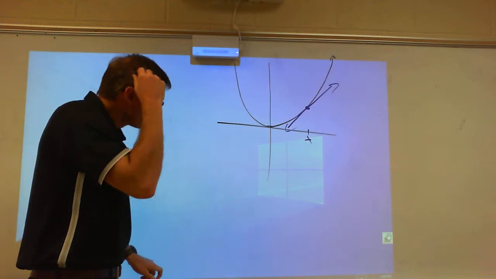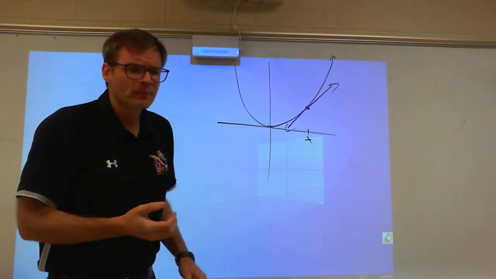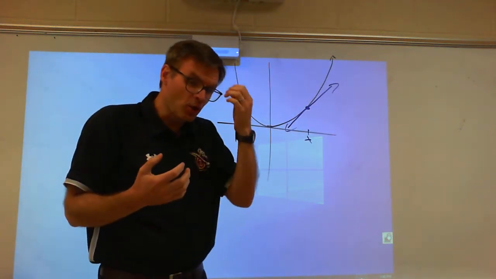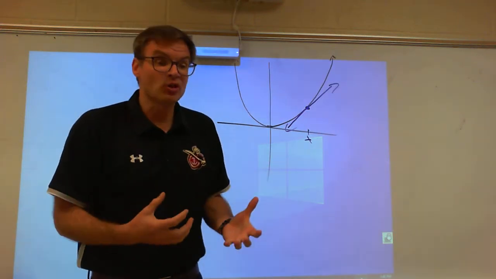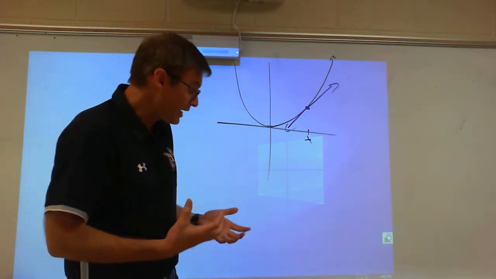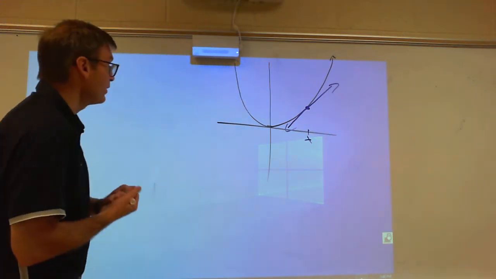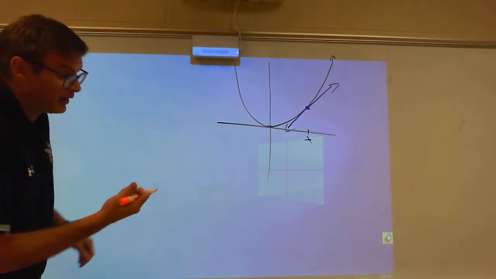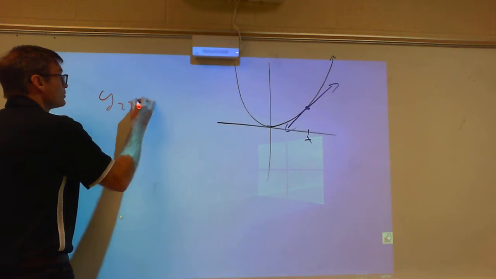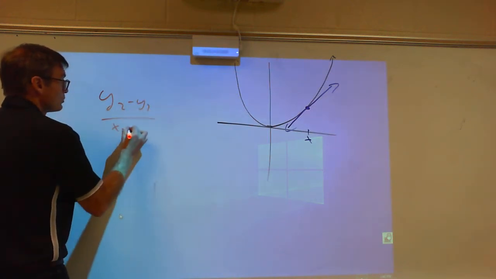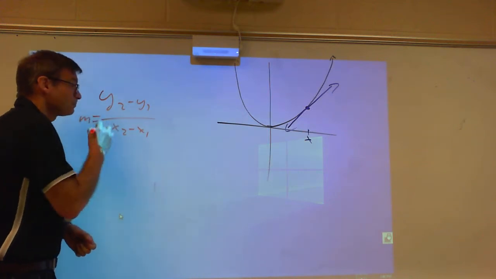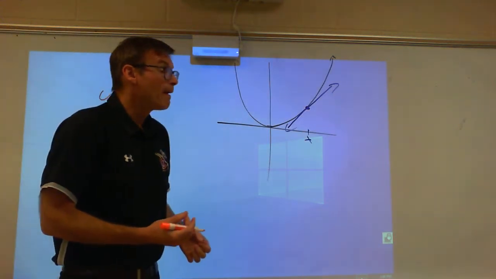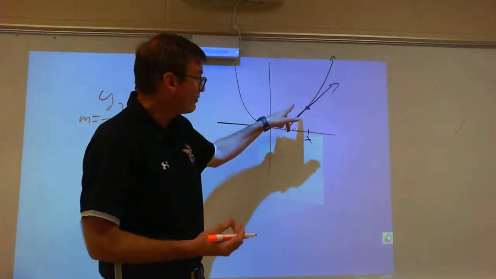Now, I have a problem because the way you find slope, while we can change the way we think about what slope is, how we compute slope really can't change. The only way we can compute slope is what you did back in algebra, where it was this y2 minus y1 over x2 minus x1. And this formula implies that you have 2 points. And right now, I've got one dot.